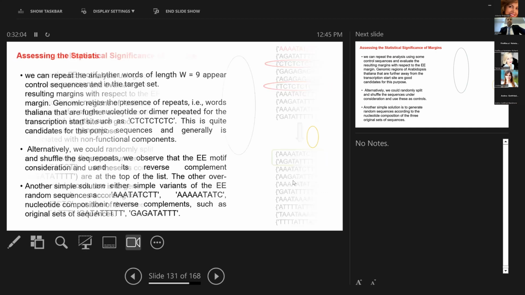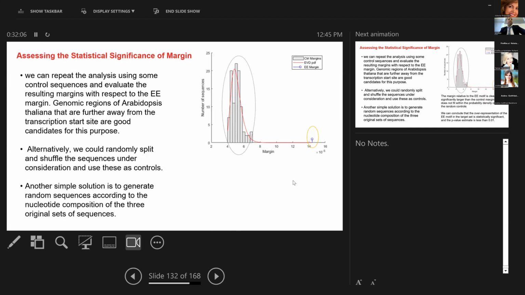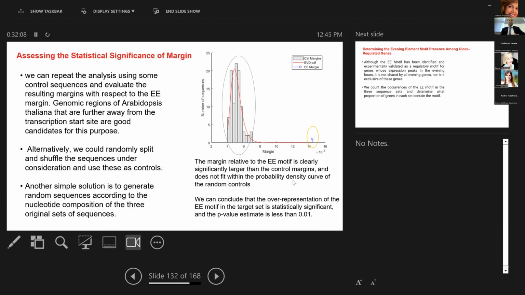Okay. Now, how do you prove that your findings are statistically significant? You can generate random sequences according to the nucleotide composition of the genomic sequences. And you can see here in the figure, the evening motif is clearly significantly larger than the controls. So we can conclude that our findings are statistically significant, okay?